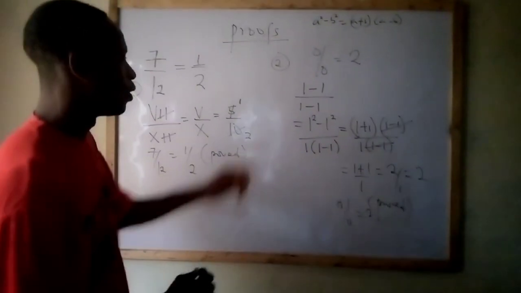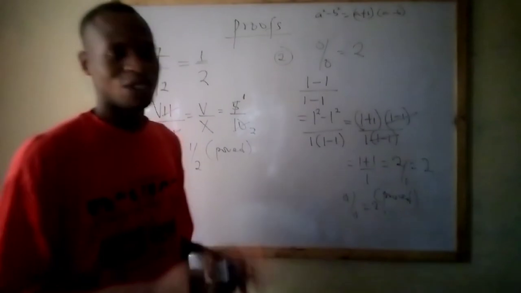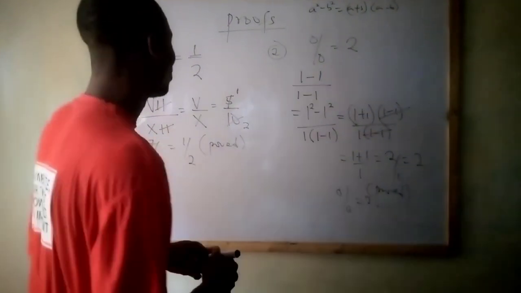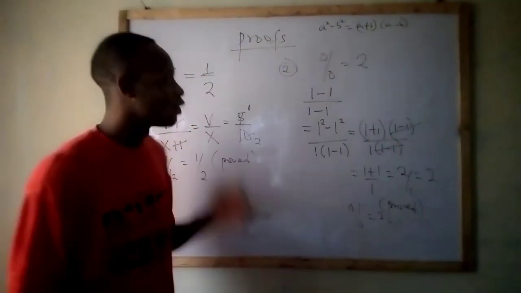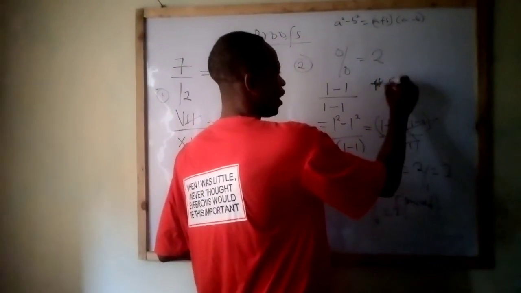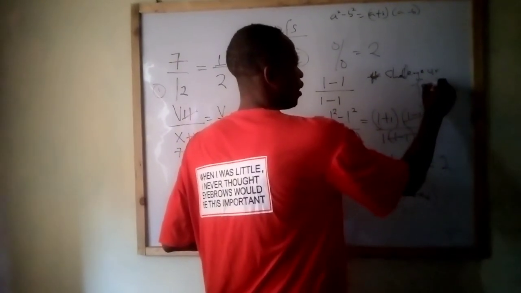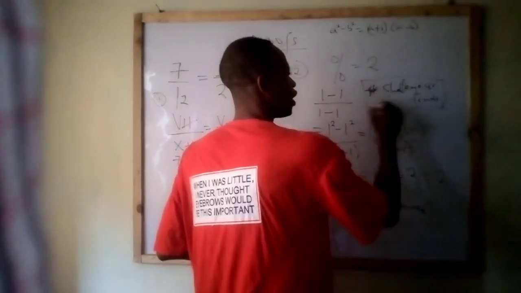Okay? But just take note of this proof, it does not actually exist. Understand? It's just a kind of funny mathematics trick. So you can use that. You can say hashtag challenge your friend. You understand? Hashtag challenge your friend.